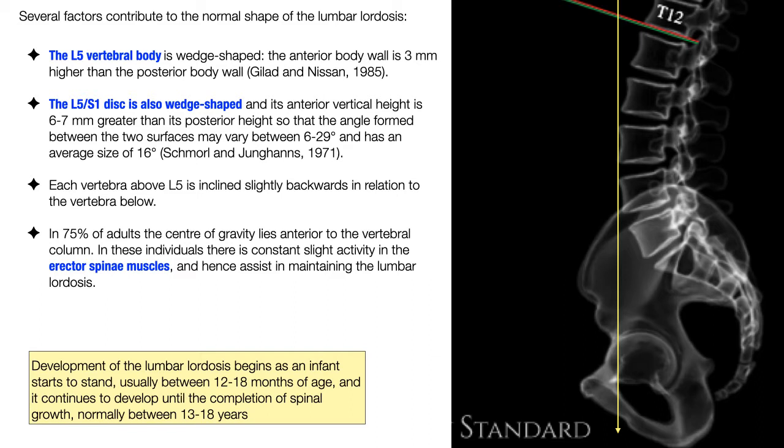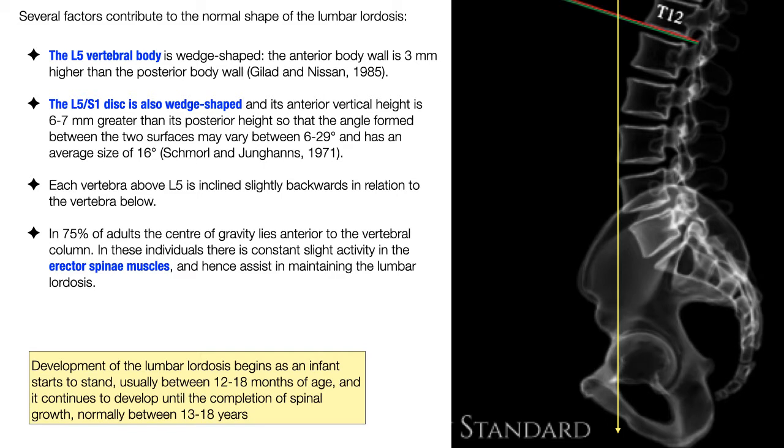First, the anterior part of the body of L5 has to be higher than the posterior part. Also, the disc between L5 and S1, which is the first section of the sacrum, is a wedge 6 to 7 millimeters higher anteriorly than posteriorly, and this produces an angle of 16 degrees on average, although it may vary a lot, from 6 to 29 degrees, which is a lot.